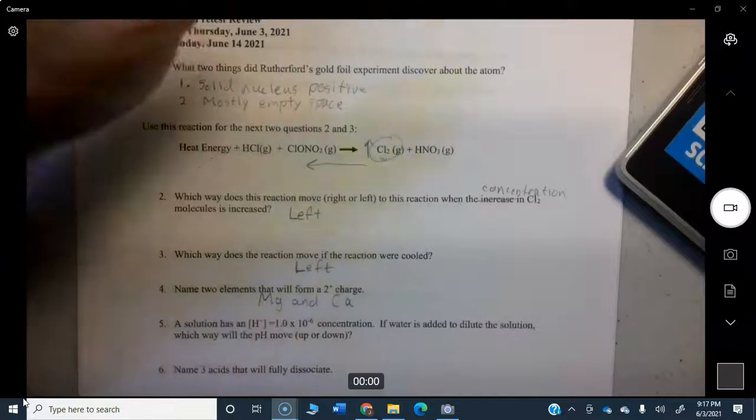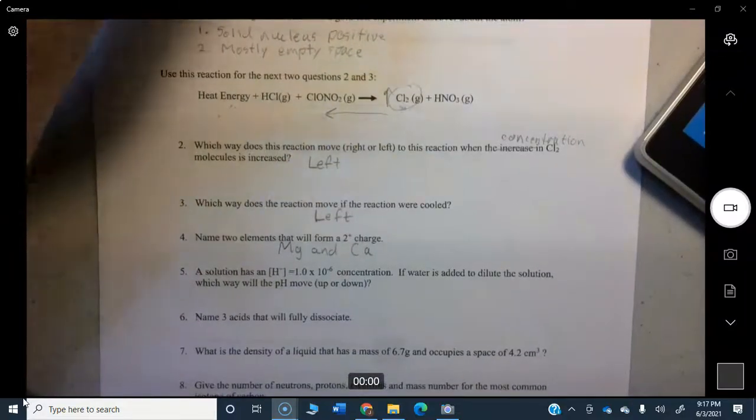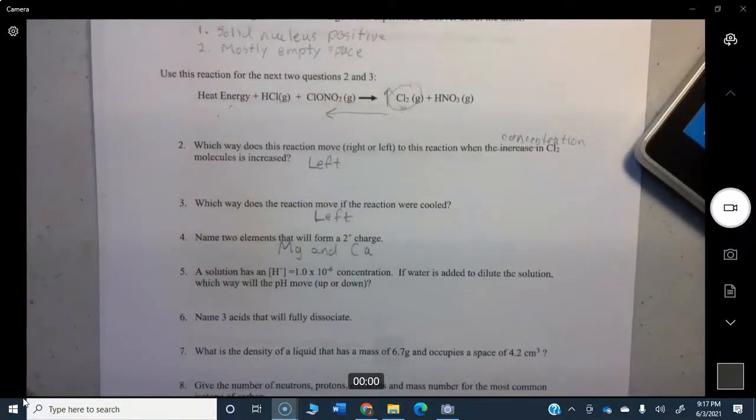All right, number 5. A solution has a hydronium ion concentration, remember that's the shorthand version, can also be written H3O+, of 1.0 times 10 to the -6 concentration. If water is added to dilute the solution, which way will the pH move, up or down?